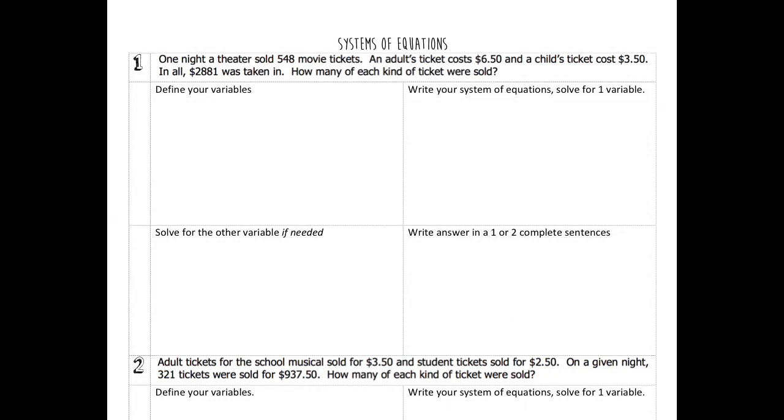So again, this is a how many question. We're trying to figure out how many. So that means when we're defining our variables, we should be talking about how many. Well, it says each kind of ticket. Which kinds of tickets were they selling? They were selling adult tickets and children's tickets. So let's say A is how many adult tickets were sold.